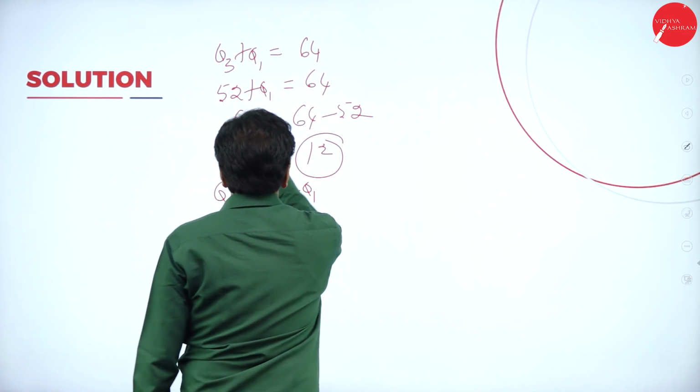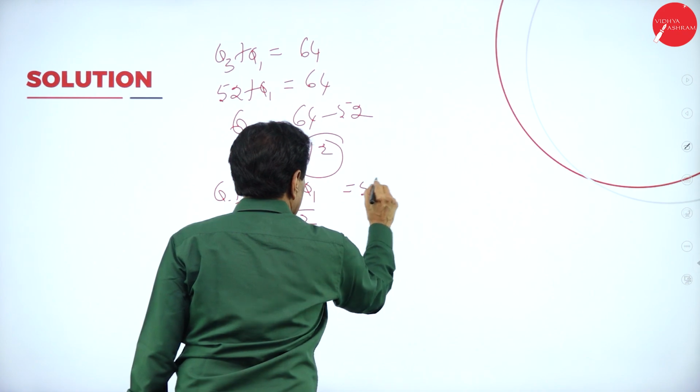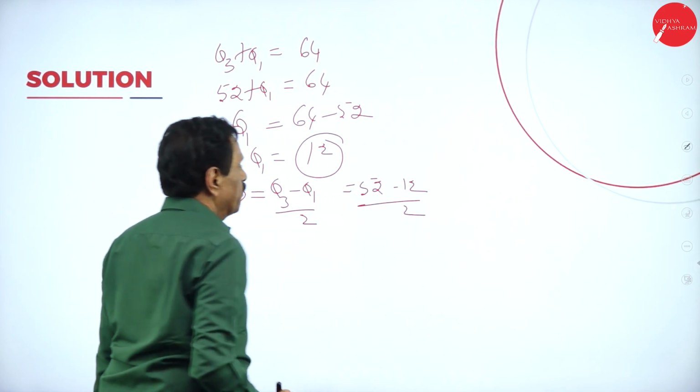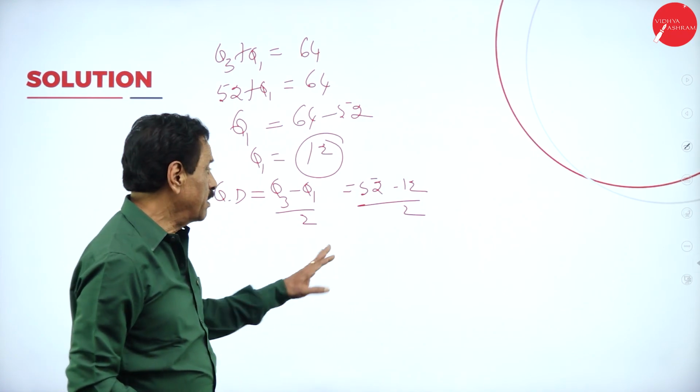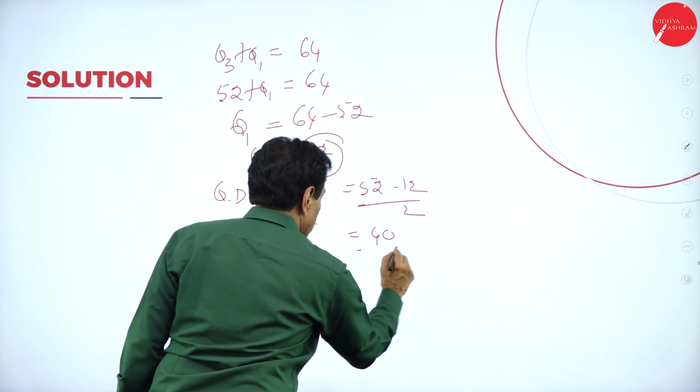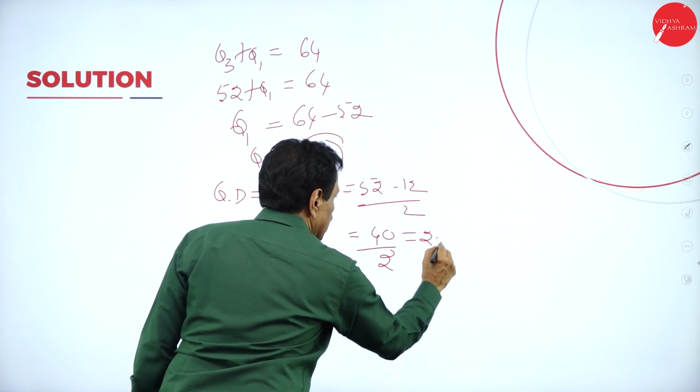What's your Q3? 52. 52 minus 12 divided by 2 is equal to 20.